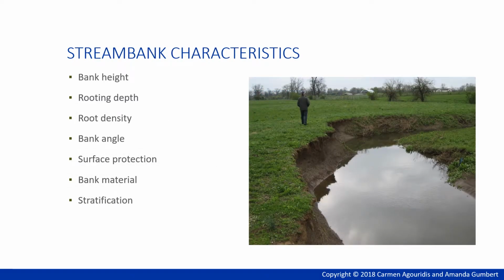Eight stream characteristics influence streambank erosion rates: bank height, rooting depth, root density, bank angle, surface protection, bank material, and stratification. These variables are part of the Bank Erosion Hazard Index, or BEHI model, developed by David Rosgen. Understanding the effect of each of these variables on streambank erosion is important for stream assessment and restoration.